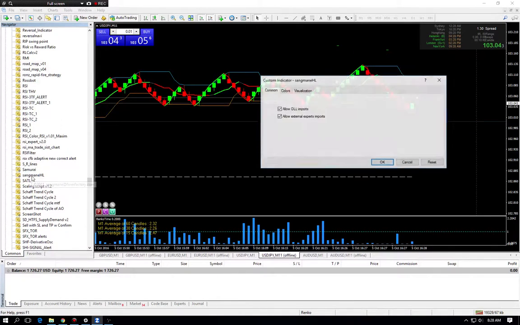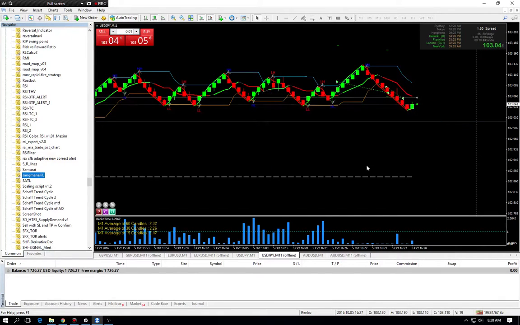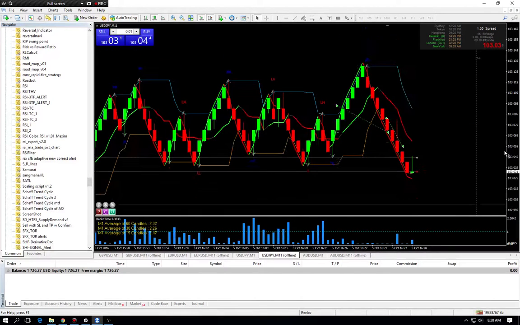SANG higher low. Let's see what this one is. Colors visualization. Okay, so there's not much you can do with this one. This one's just basically a higher high, lower high indicator.